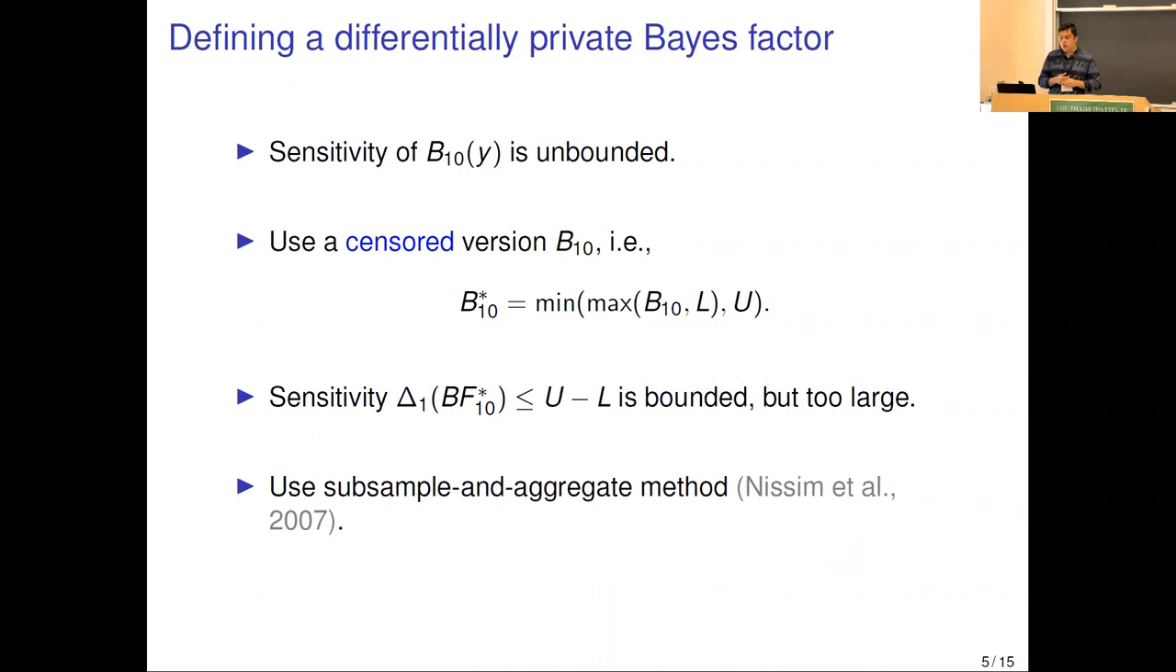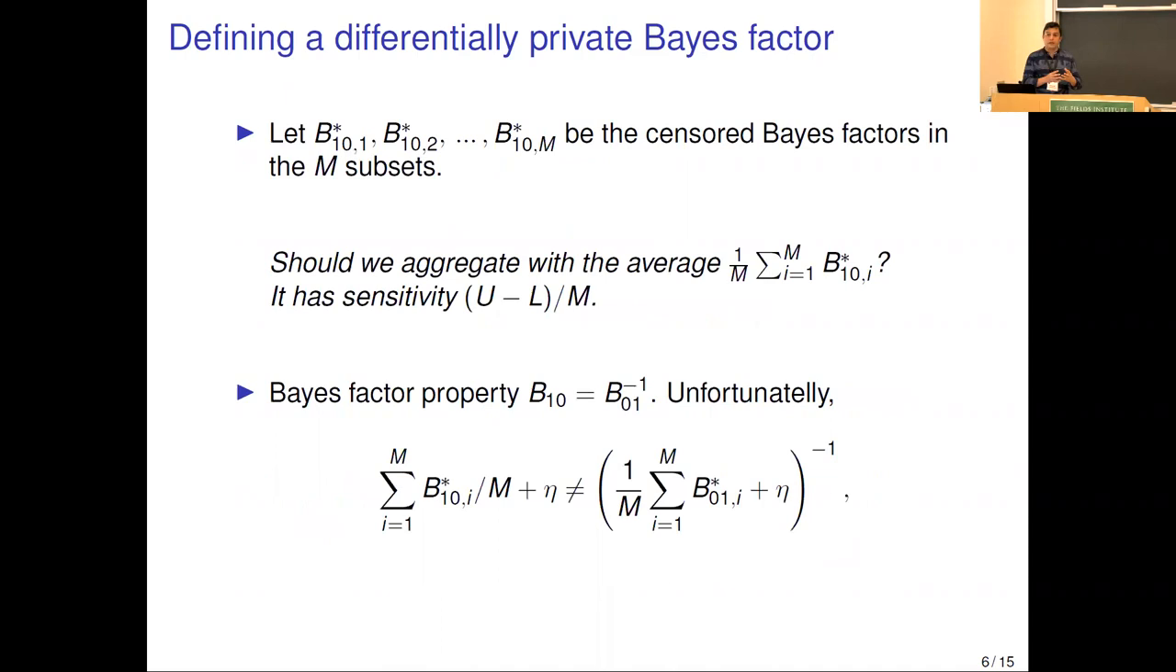One possible option to reduce the sensitivity is a method in differential privacy called subsample and aggregate. In this case, we divide the data set into M subsets, and then we compute the Bayes factor at each of these subsets. The next step is to aggregate them, and a common way to aggregate them is using the average. If we use the average, the sensitivity is going to be m times smaller, where m is the size of the partition.